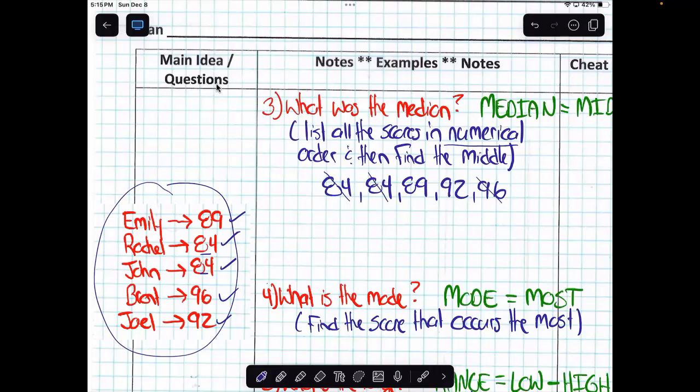I'm going to cross off my next piece of data from the left and my next piece of data from the right, and it leaves me with 1 score in the middle. The median score, just like the average, happens to be an 89. The middle score is an 89.